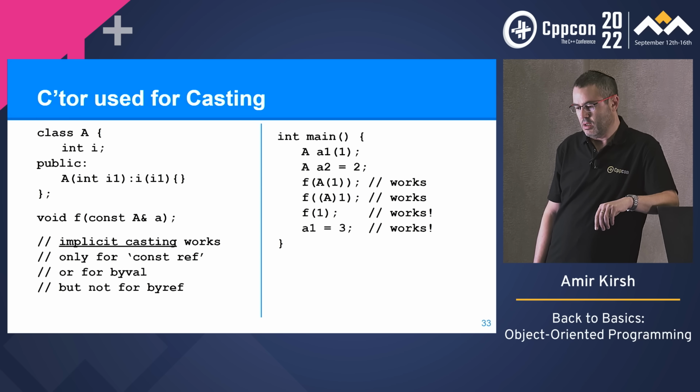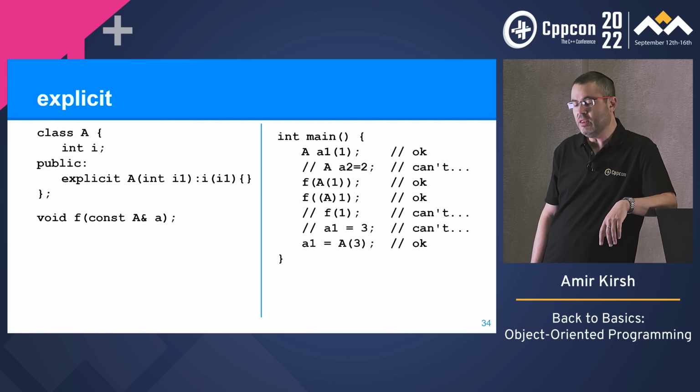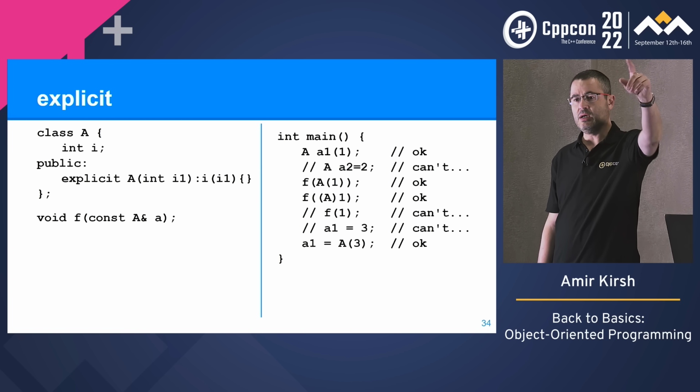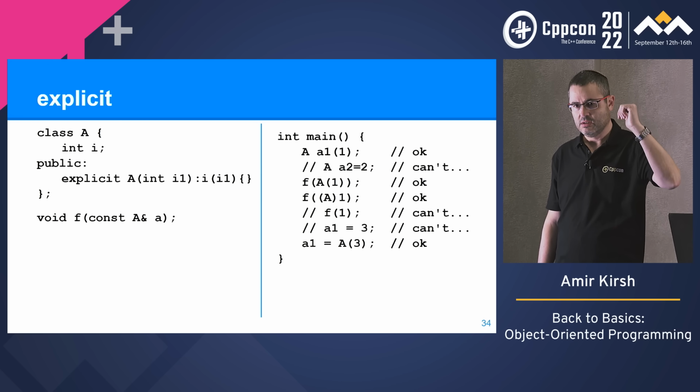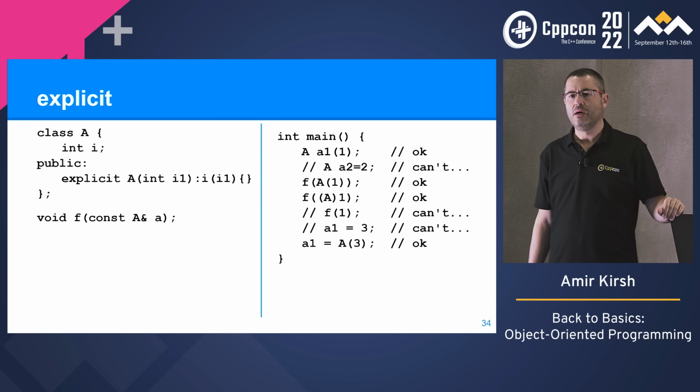Okay. If you want to block that, if you say, oh, I don't want this implicit casting, I want it to be explicit, then you add the explicit keyword on the constructor. And it is quite important. Jason Turner talked about that in his talk about improving your code.